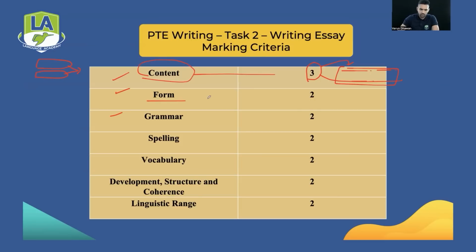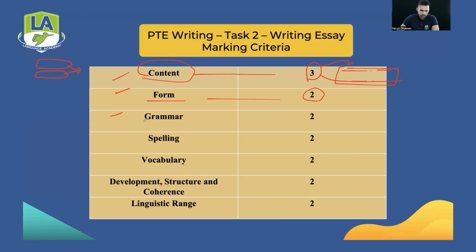For your form, you need to make sure you write between 200 to 300 words. If you write between 200 and 300 words, you get 2 on 2. If you write between 120 and 199 words or 300 and 380 words, you're getting 1 by 2. If you write less than 120 words or more than 380 words, you get 0 over here. And 0 in form means no further scoring, you'll get 0 everywhere.